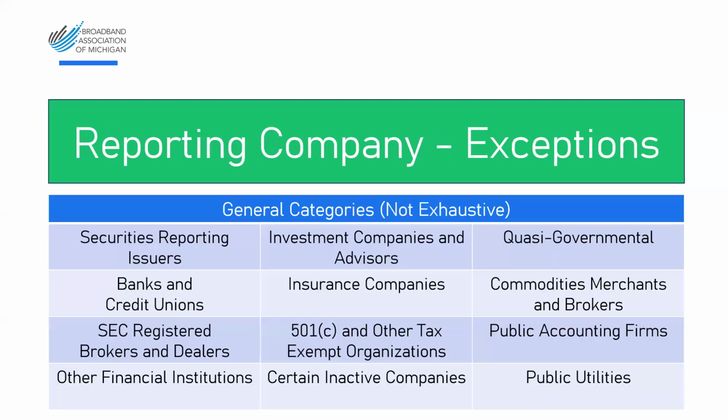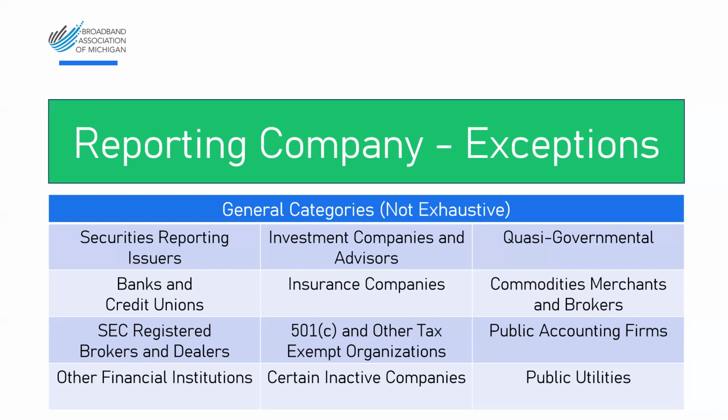Okay. As I mentioned, the CTA has many exceptions from the reporting company definition. There are a total of 23, and I've summarized them here on this slide. It's not a complete list, but I want to at least give you a general summary or a general flavor of the types of entities that are exempt.